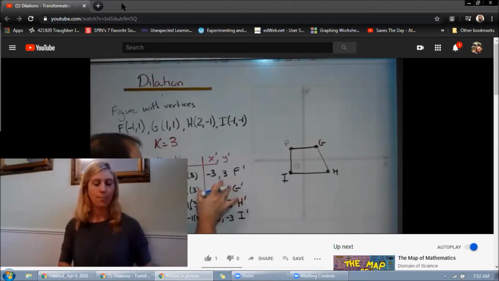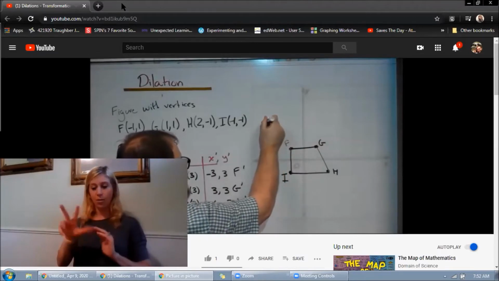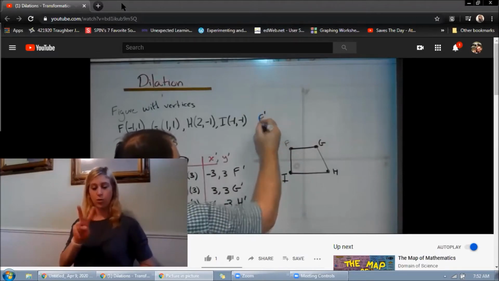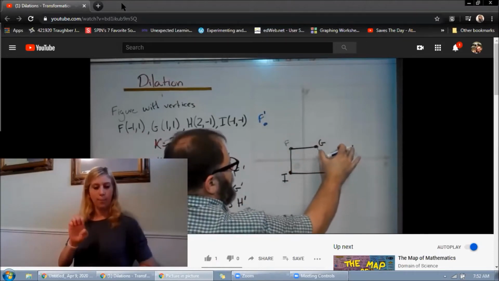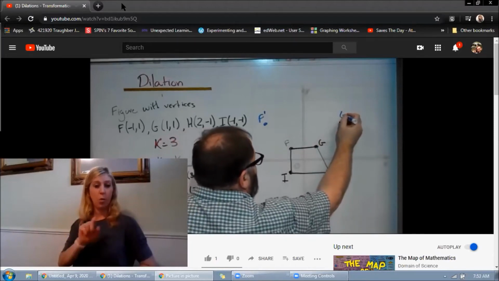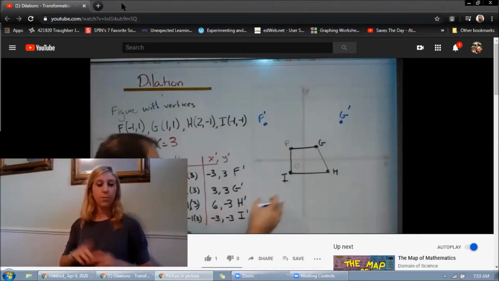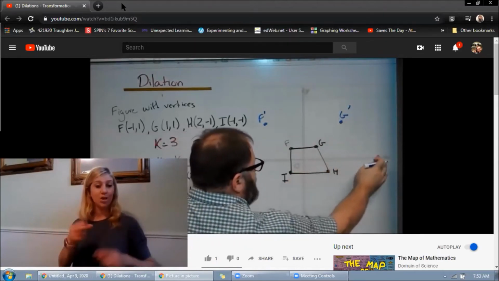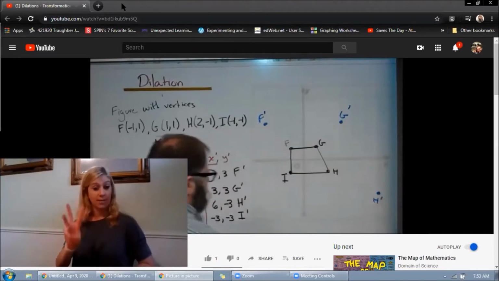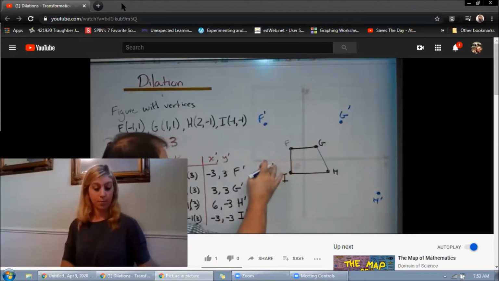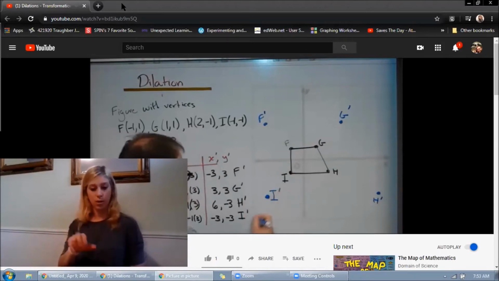Okay, now we go to the graph. F prime is at -3, 3. 1, 2, 3, 1, 2, 3. There's F prime. 3, 3 is G, so 1, 2, 3, 1, 2, 3, there's G prime. H prime is 6, negative 3. 1, 2, 3, 4, 5, 6, then 1, 2, 3. There's H prime. I prime is negative 3, negative 3. 1, 2, 3, 1, 2, 3. And there's I prime.